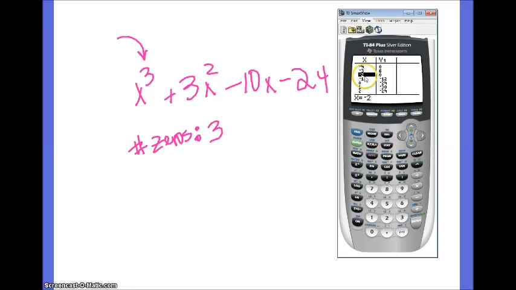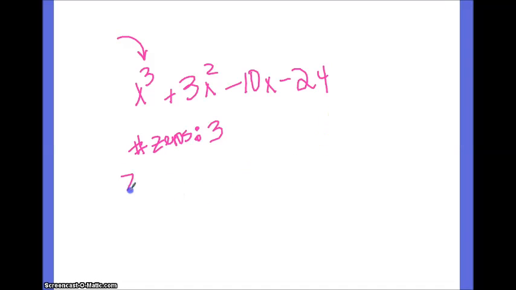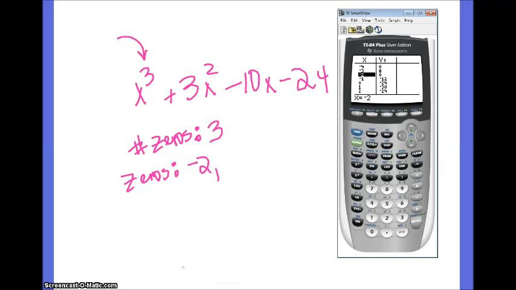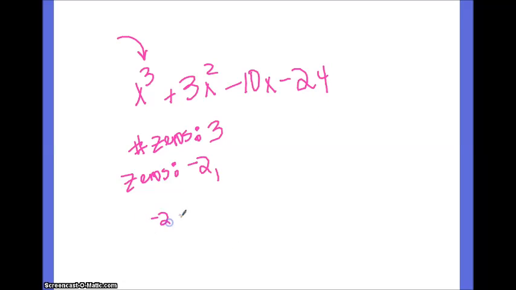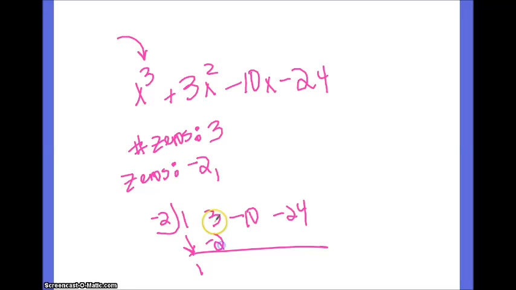You will actually use the number for x. So when y is 0, x is negative 2. One of my zeros, one of my solutions, okay, is going to be negative 2. Because that's what the x is. So then I'm going to use that number for my synthetic division. So negative 2, I have a 1, a 3, a negative 10, a negative 24. Bring down my 1, negative 2, 1, negative 2, negative 12, positive 24, 0. So then that leaves me x squared plus 1x minus 12.